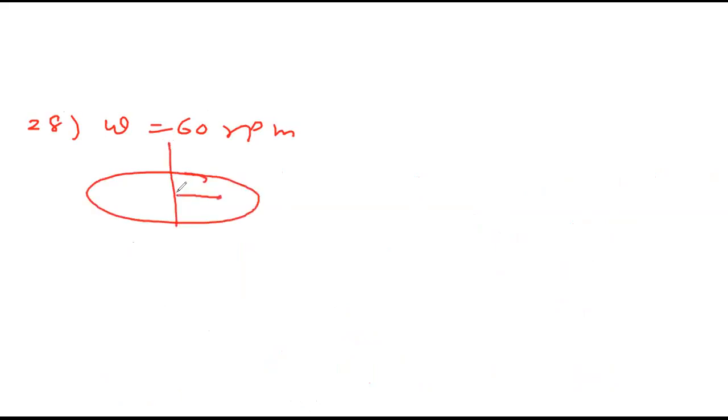A disk is rotating with a constant frequency of 60 revolutions per minute. What is the maximum distance from the center of the disk where a coin can be placed before it flies off? Before it flies off, its centrifugal force is balanced by the frictional force. So m gets cancelled.